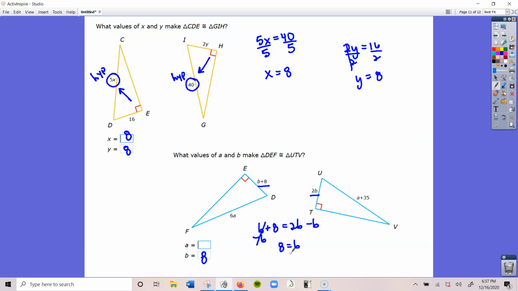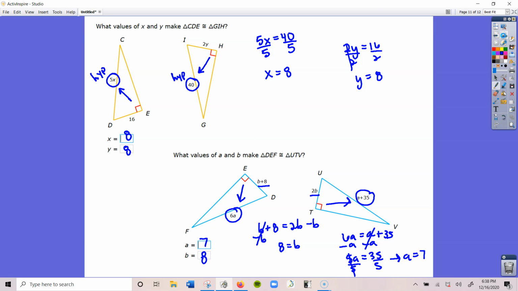So that's done. Then we do the same thing for the hypotenuse, which is, again, directly across from the 90 degrees. 6a has to equal a plus 35. And you use this equation now to solve for a. So I would subtract the a from both sides, and we get 5a is equal to 35, and then divide by 5. So a would have to equal 7.